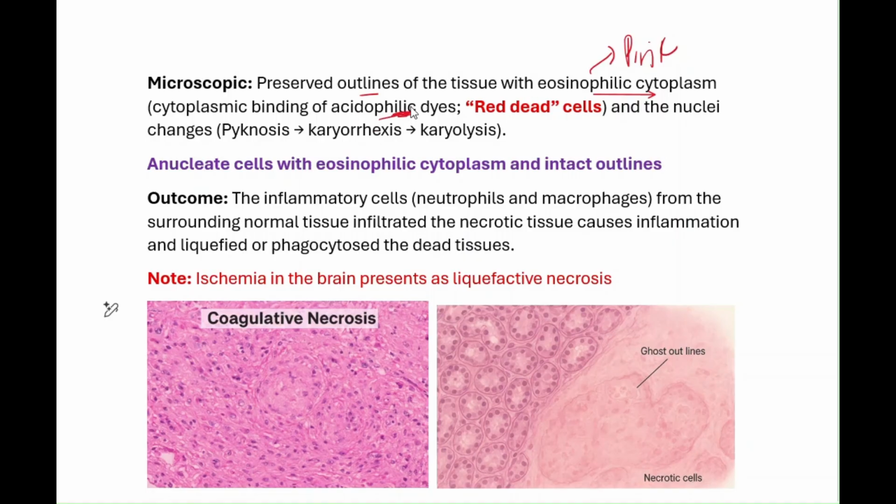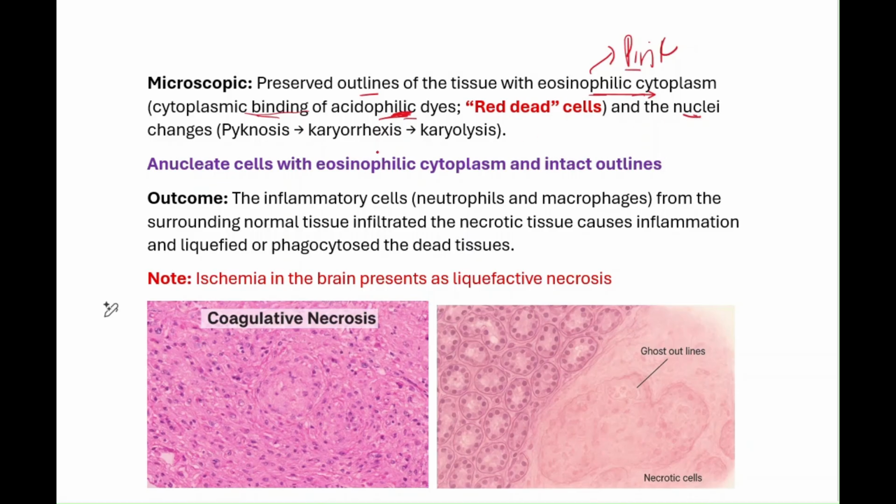Remember, the pH inside the cell is decreased, is acid, right? And so by the time you apply acidophilic dye into the cytoplasm, those cytoplasm are going to bind to those acidophilic dye, and they're going to appear pink or red, and they're going to call it what? Eosinophilic cytoplasm. And then also the nucleus with time is going to disappear.